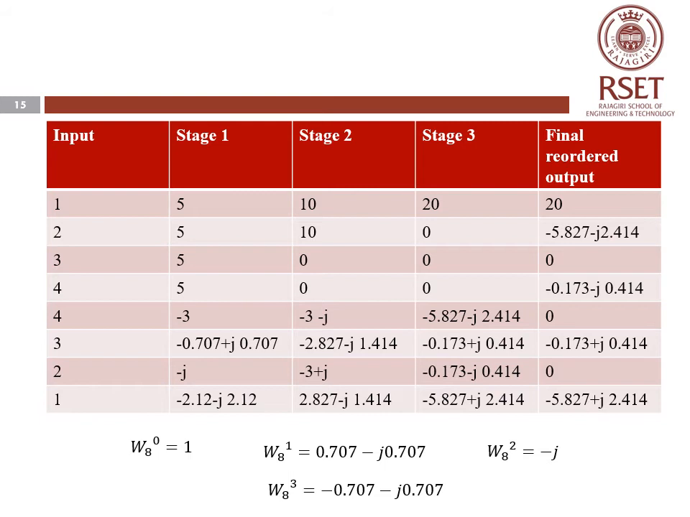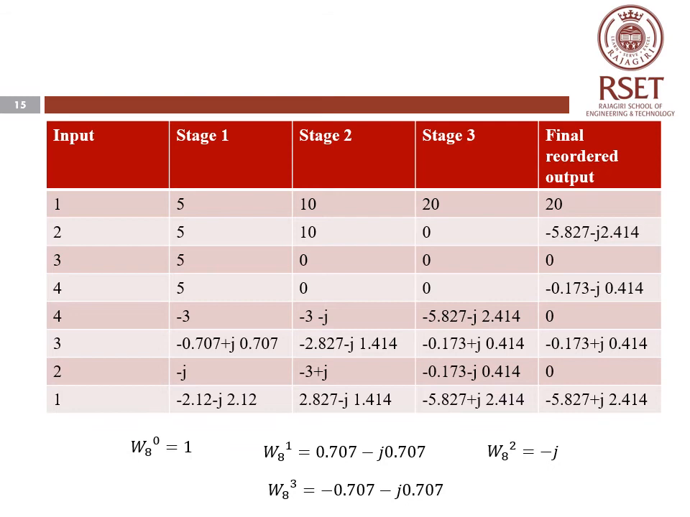So the output of stage 2 is as shown, that is 10, 10, 0, 0, minus 3 minus j, minus 2.827 minus j 1.414, and minus 3 plus j, and 2.827 minus j 1.414. Then the output of stage 3, that is 20, 0, 0, 0, minus 5.827 minus j 2.414, then minus 0.173 plus j 0.414, minus 0.173 minus j 0.414, and minus 5.827 plus j 2.414.